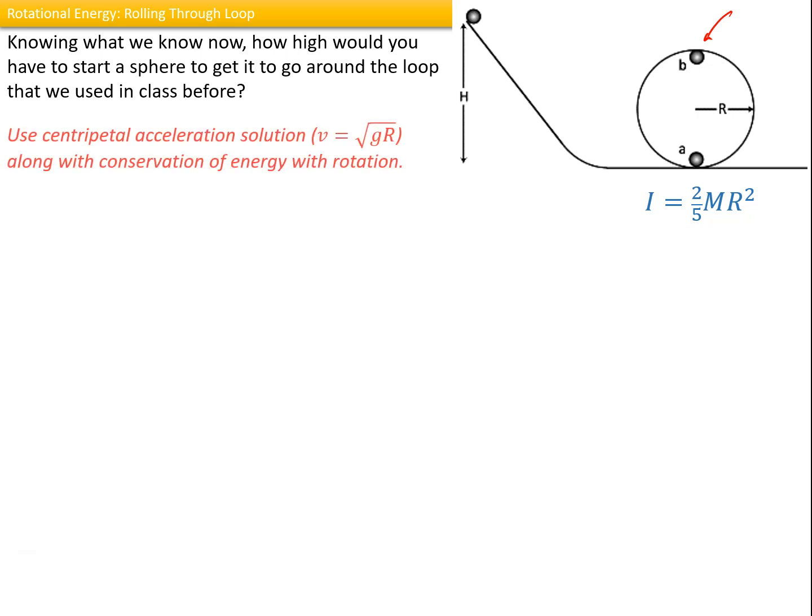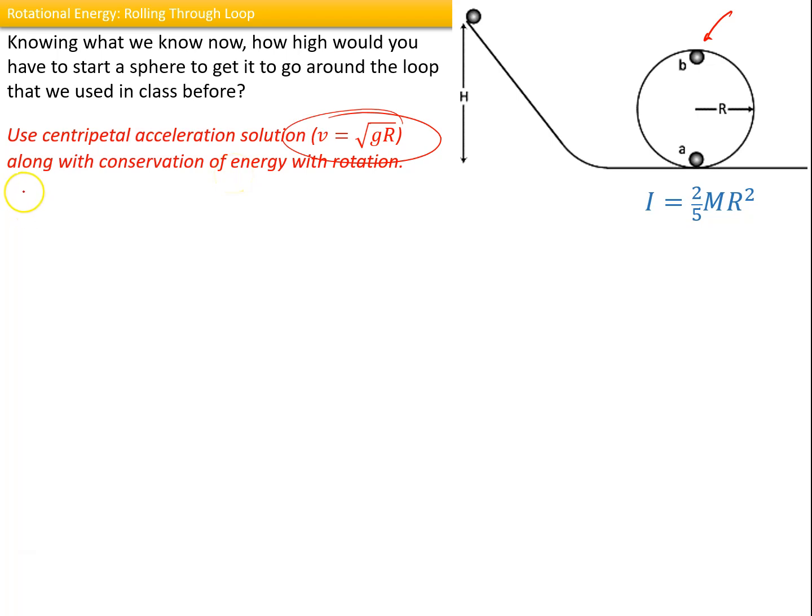So back in that unit, we solved that the velocity of the ball to get around the curve to stay in contact with the track must be the square root of g times r. So because this was a centripetal acceleration problem, we know the velocity at point B must be equal to that. So again, we can use that to solve this.